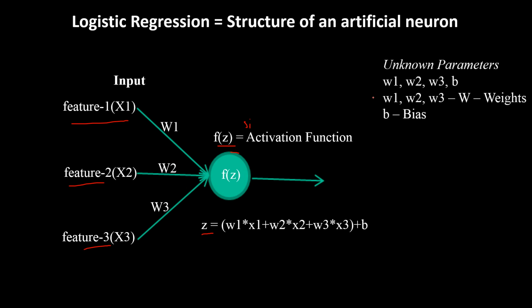So you will have these unknown parameters w1, w2, w3, and b. The w1, w2, w3 are called weights, and the number of weights will be equal to the number of features or inputs you have, and b is called bias. Weights we understand, that we are weighting different inputs, but what is the role of the bias term b here? Let's have a look at this.